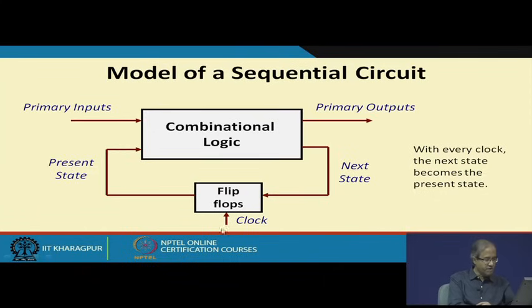So, you see, whenever a clock comes, the active edge of the clock comes, whatever is here, that gets stored. So, the next state will become the present state, right. With every clock, this next state will come here, this will become the present state, and the next output that comes out from here, that will become the new next state. Okay. This process continues.